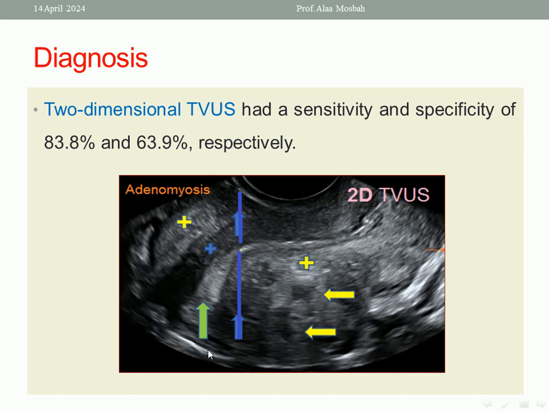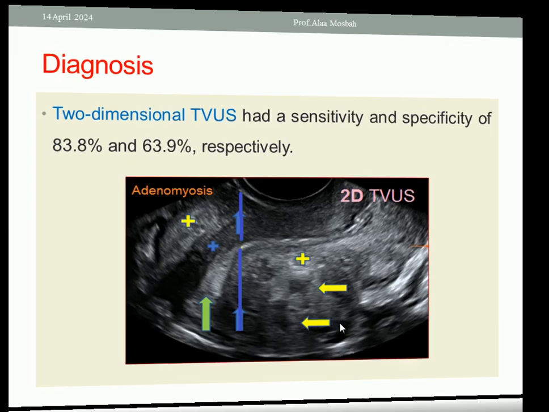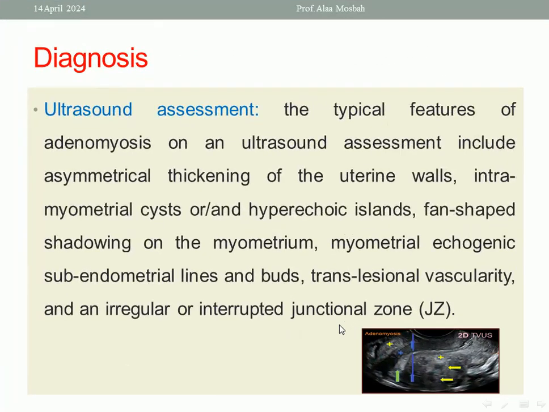So all these are signs of adenomyosis. Again, asymmetric thickness between the posterior wall and the anterior wall, myometrial cysts, hyperechogenic islands, subendometrial linear striations, distorted junctional zone, S-shaped endometrium. These are the features I mentioned.